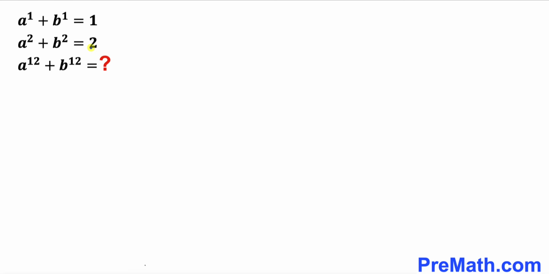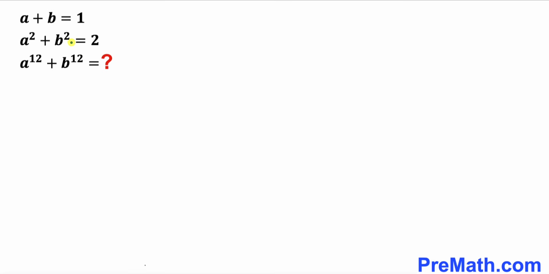And here's our very first step. Let's focus on this very first equation. a power 1 plus b power 1 could be written as simply a plus b, which is equal to 1. So our very first equation could be simply written as a plus b equals 1. Let me label this very first equation as equation number 1 and this second one as equation number 2.